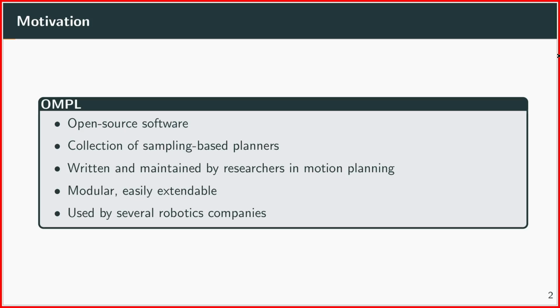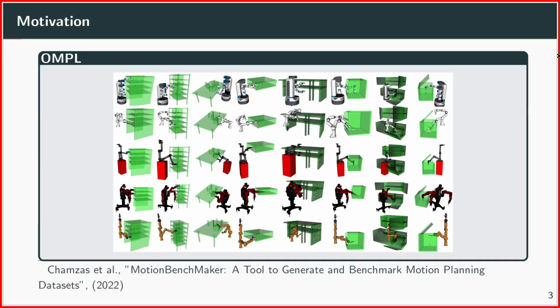Okay, OMPL, just a general overview. It's open source software. It's basically a collection of almost all sampling-based motion planners out there, mostly written and maintained by researchers in motion planning, very modular, easily extendable, and it is also used by several robotics companies. Here is one screenshot from a paper called Motion Benchmarker. It was built on top of OMPL, and you can see some benchmarks of a lot of different robots in different environments. All of this is possible by building upon OMPL, using the benchmark capabilities of OMPL.